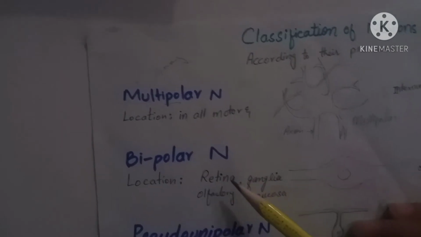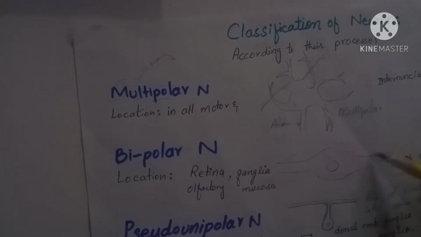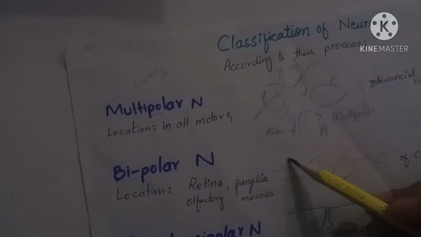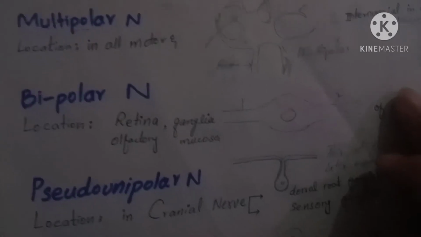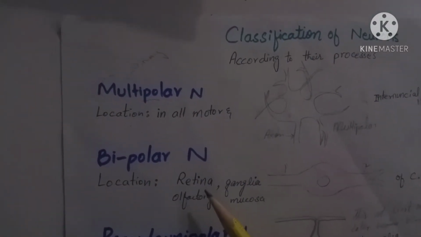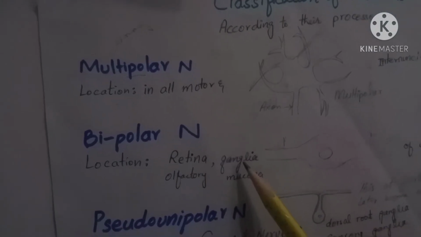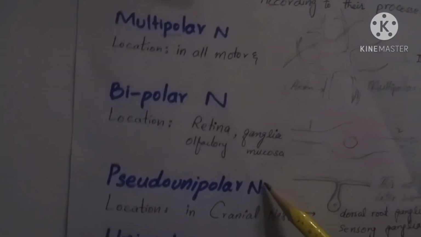Second is bipolar neuron. It's like two poles. One pole is this and one is this, one and two. There are two poles of bipolar neuron, and location is in retina, ganglia of cranial nerve and olfactory mucosa.